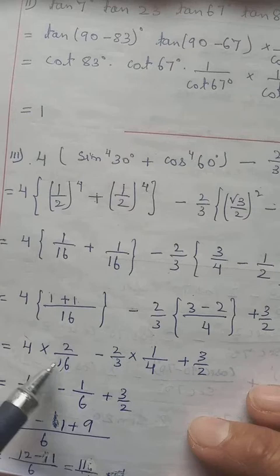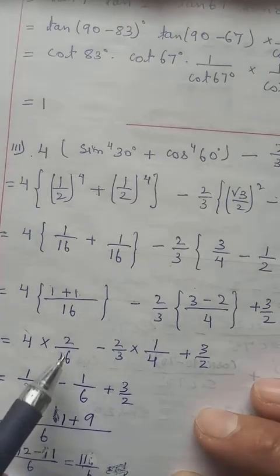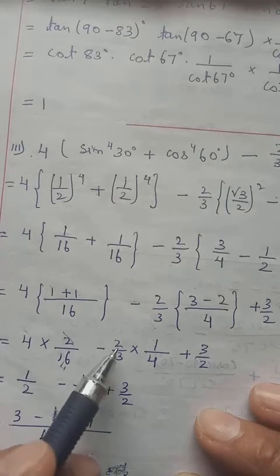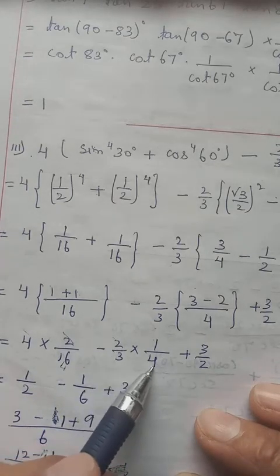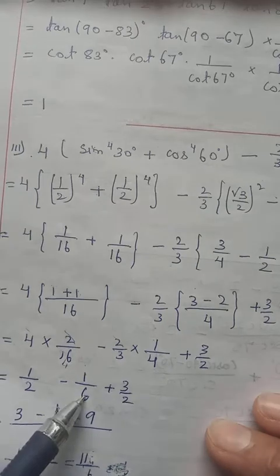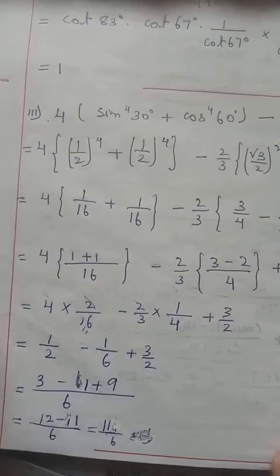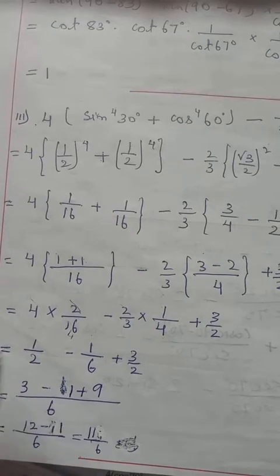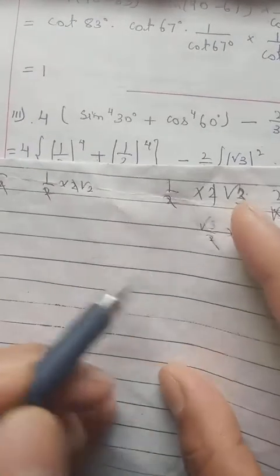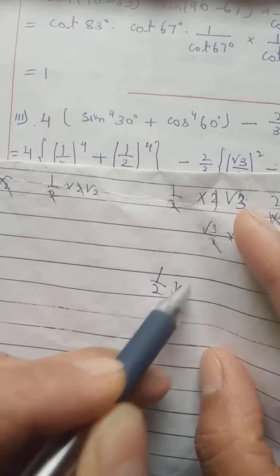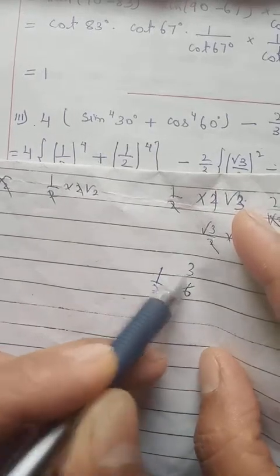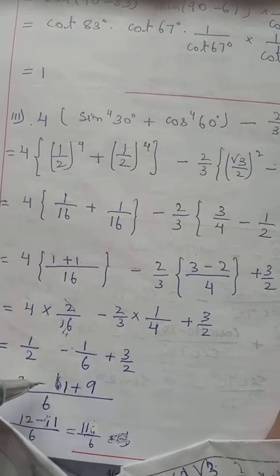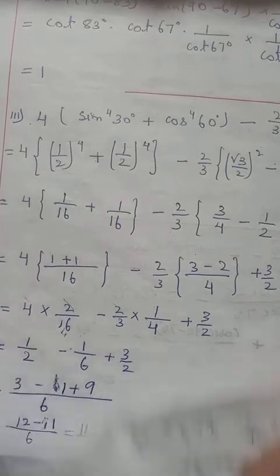So here 4 and 16 we can cancel. It will be 4 into 4. Again 2 into 1, 2 into 2. Here 2 we divide here, we get 2. 2 into 3 we get 6. So after we remove the bracket, now we can find LCM again. LCM of 2, 6 and 2 will be 6. So 1 by 2 into 6. 2 divide 6 will be 3. So here we get 3. We have minus 6 divide 6, 1. So 1 into 1, 1.